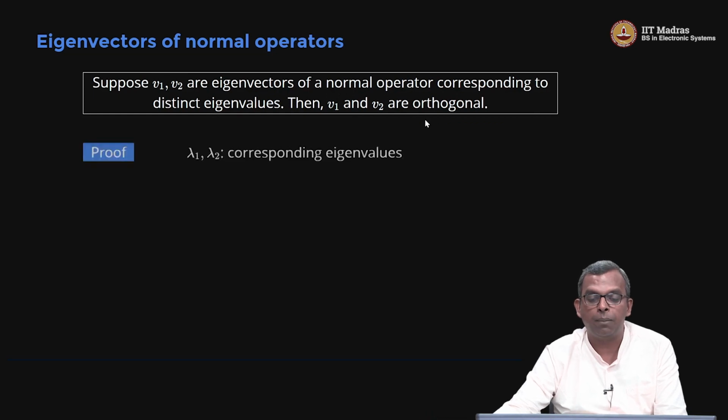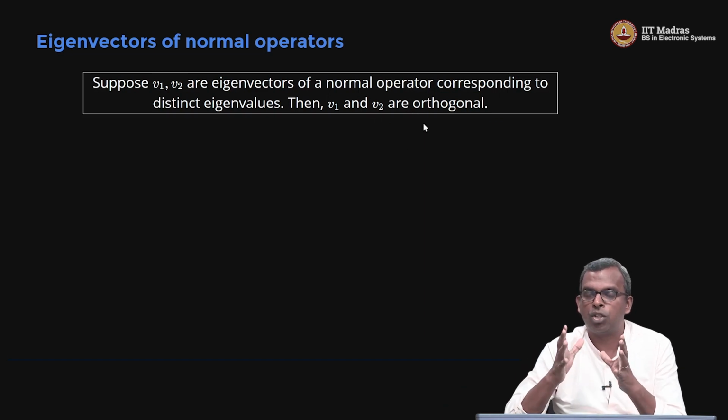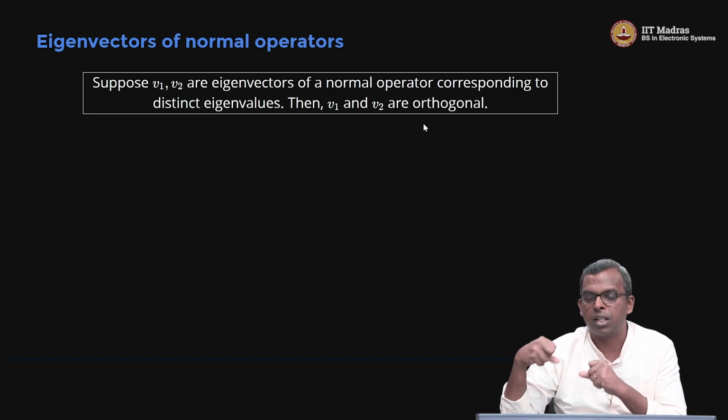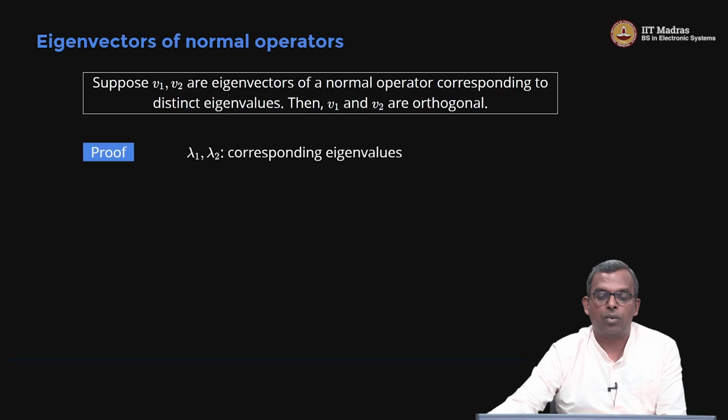Now this is a property that you have for self-adjoint operators. Absolutely, you have this property. Distinct eigenvalues for a self-adjoint operator, a symmetric matrix for instance, correspond to orthogonal eigenvectors. The same thing is true for normal operators as well. So here is a quick proof.